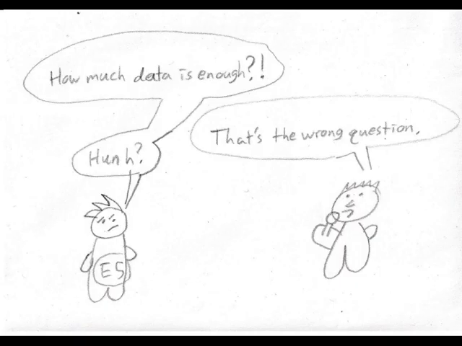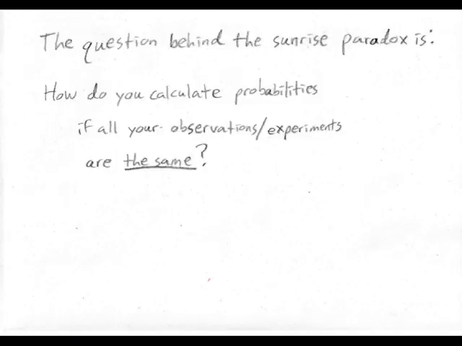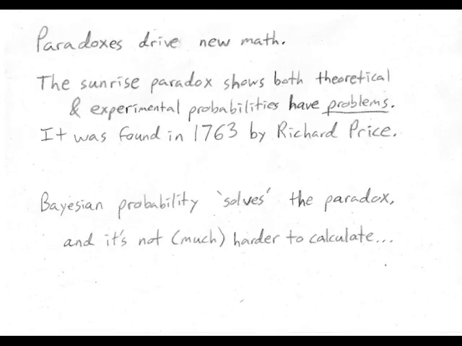Yeah. How much data is enough? That's the wrong question. Huh? The question behind the sunrise paradox is, how do you calculate probabilities if all of your observations or experiments are the same? Paradoxes drive new math.